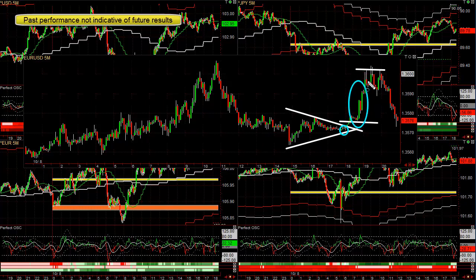You're never going to catch every pip, but even if you get a part of that move, the win is 4 or 5 times bigger than the loss.